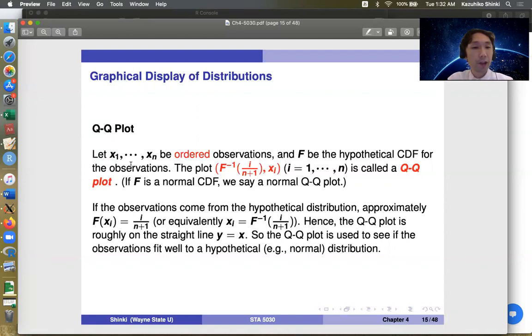Okay, so the definition. Let x1 to xn be ordered observations, from smallest to largest, and F be the hypothetical CDF. Usually we use the normal CDF to check normality of observations. Then the plot of F inverse of i over n plus 1 against xi is called the QQ plot. If we have n observations, we have n points defined by this, i equal to 1 to n. If F is normal, we call this a normal QQ plot.